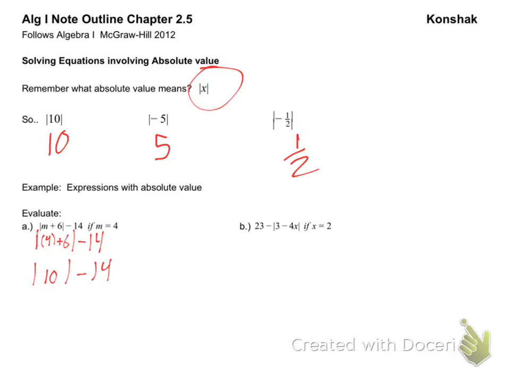10. So I'm just going to replace the absolute value of 10 with 10. And then, what's 10 minus 14? So the answer to this problem is negative 4. Yes, it has an absolute value in it, but overall the answer was negative. That's okay. I evaluated the absolute value where it was needed. Any questions on that? We can do the same thing over here with 23 minus the absolute value of 3 minus 4x.